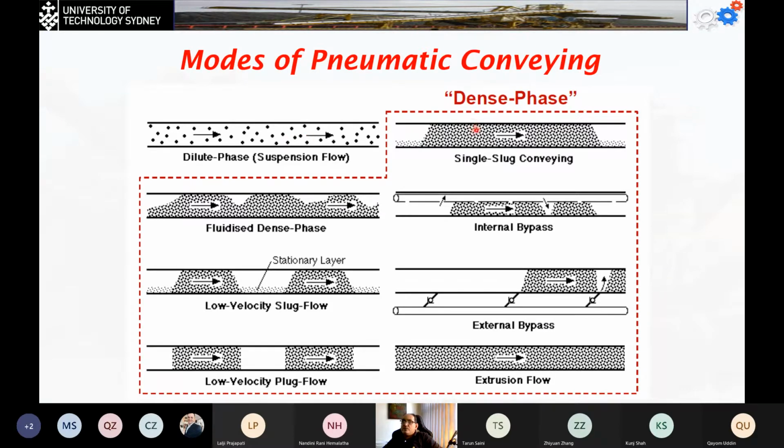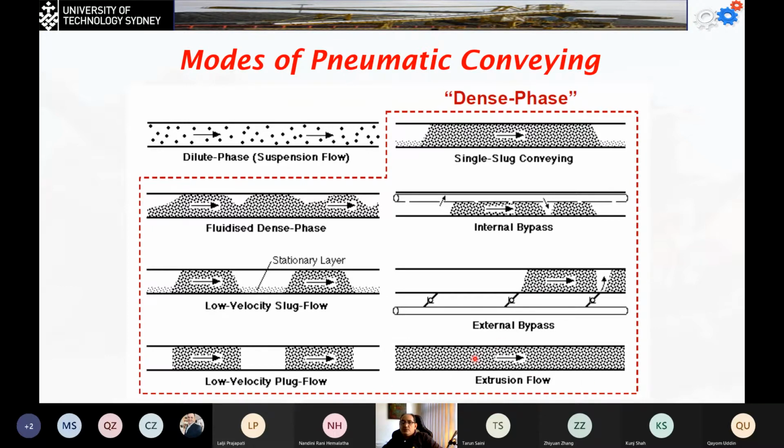We can have what we call the dense phase. All these types are going to be considered as dense phase. This can be the single slug conveying, so the material will move in the pipe as patches. We can have the fluidized dense phase, the internal bypass, the low velocity slug flow, and the external bypass, by sending the pressure inside the pipe using multiple outlets. We can have the low velocity plug flow, and we have the extrusion flow.